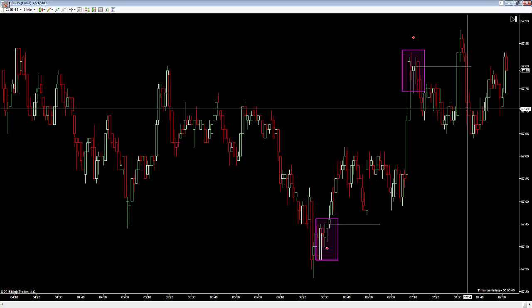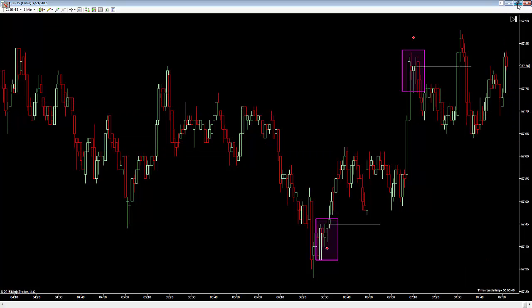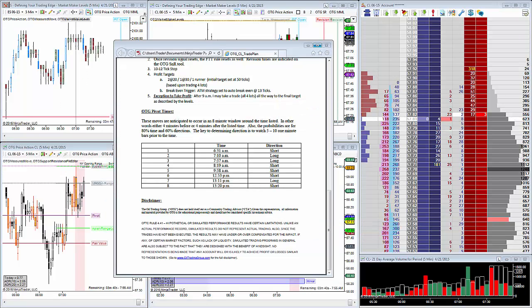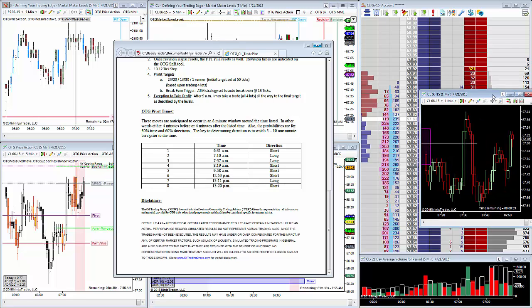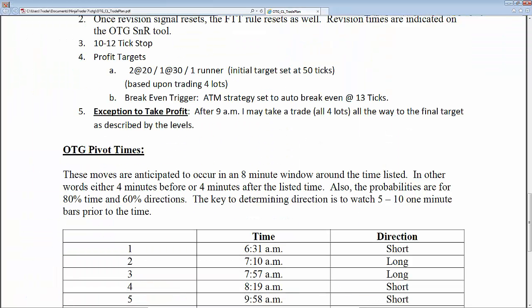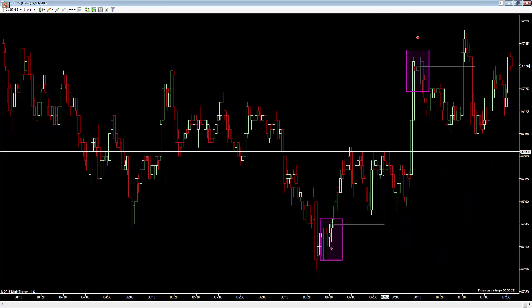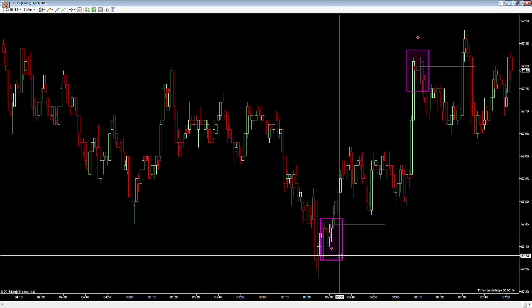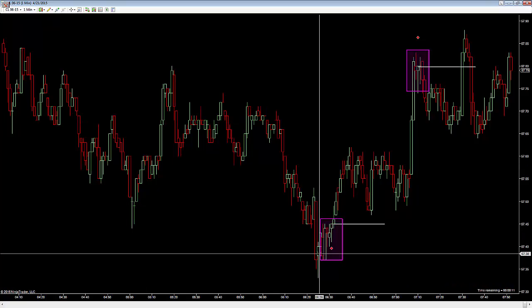Now, that gives you the pivot times, and what I want you to understand is that the time is the most important component of this. The direction is the secondary component. And I have it right here in the trade plan for you. The key to determining direction is to watch the 5 to 10 1-minute bars prior to the time of the projection. So, for example, as you were coming down into this zone here, what was the predominant trend? The predominant trend was to the downside.